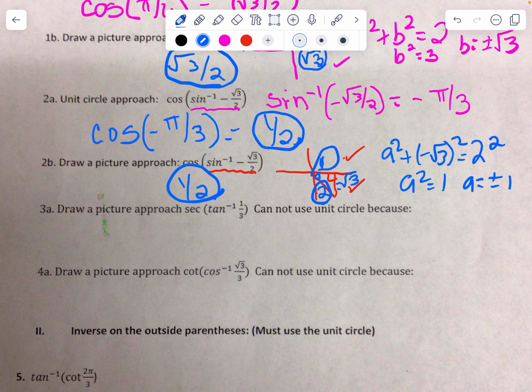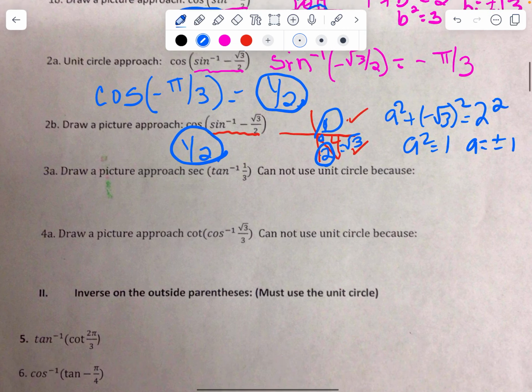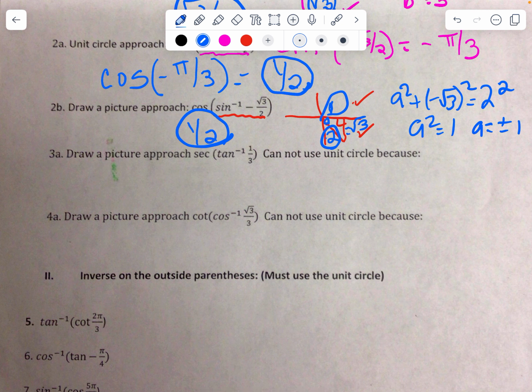Now let's go ahead and look at number 3. It says the secant of the tan inverse of 1/3. This is one where we cannot use the unit circle because there is no angle on our unit circle that we study that has a tangent of 1/3. So there is no tangent equal to 1/3. So in this case, we have to draw a picture.